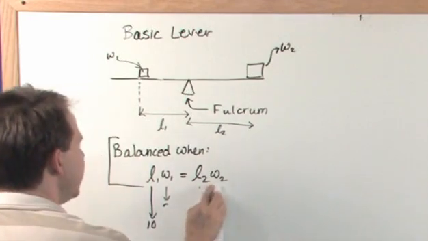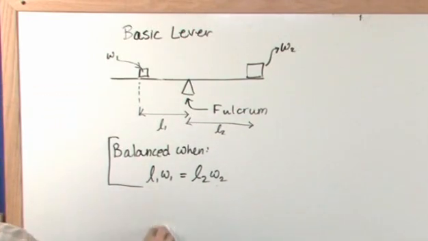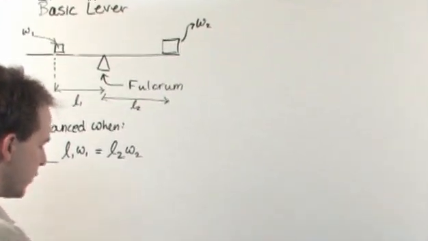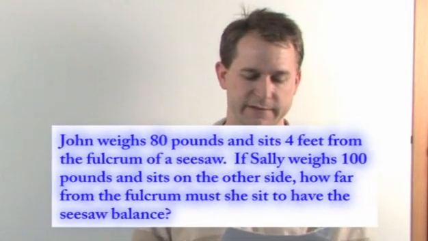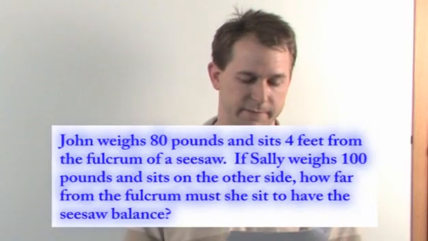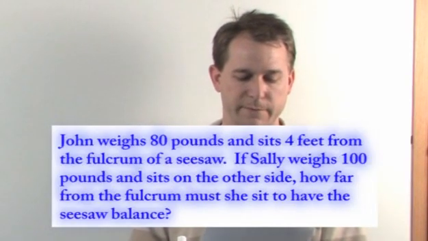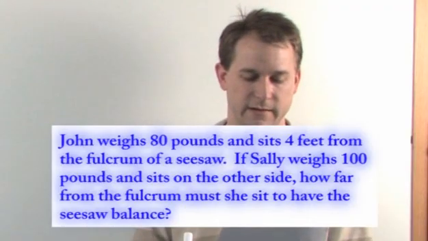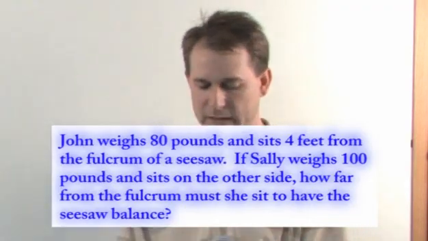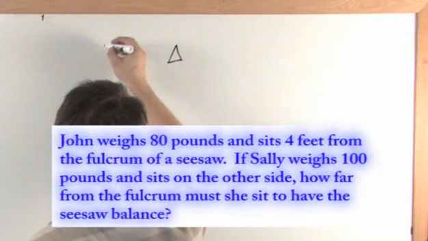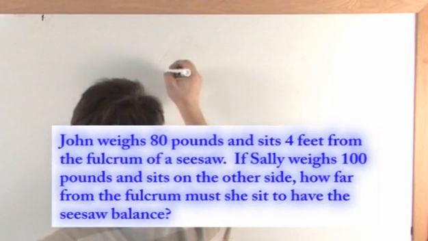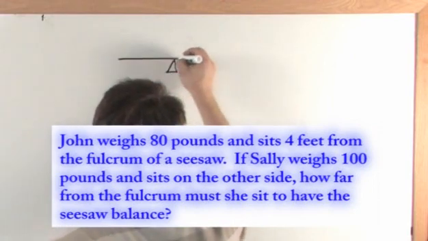The main thing is, this is how a seesaw balances. This is all the magic of a seesaw, of a lever, okay? So let's go ahead and work the first problem. It says, John weighs 80 pounds, and he sits 4 feet from the fulcrum of a seesaw. If Sally weighs 100 pounds, how far from the fulcrum should she sit to balance the seesaw? So first, I'm always going to draw a picture when it comes to these kinds of problems, because it's so much better, and you can really visualize what's going on.